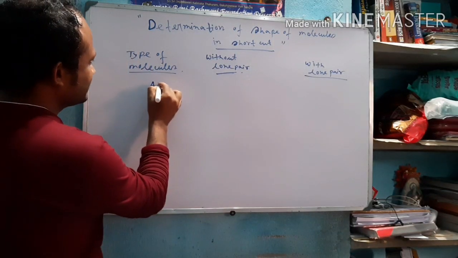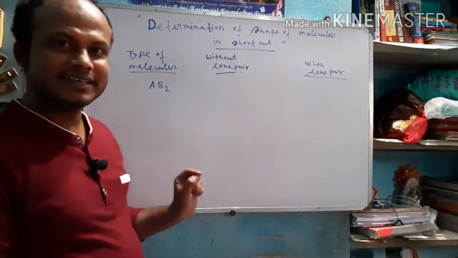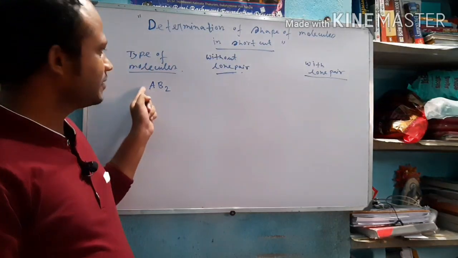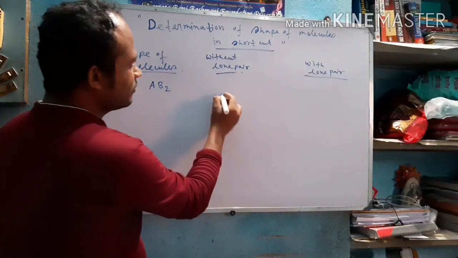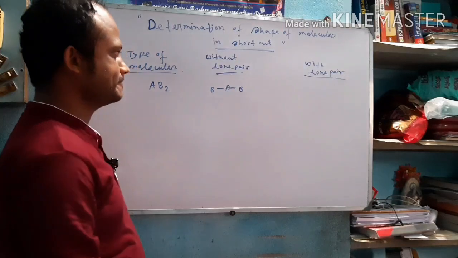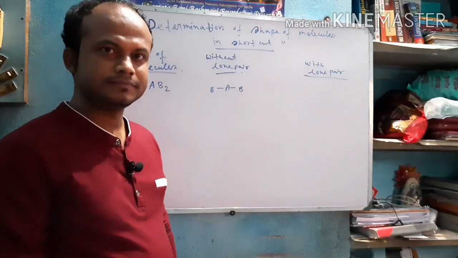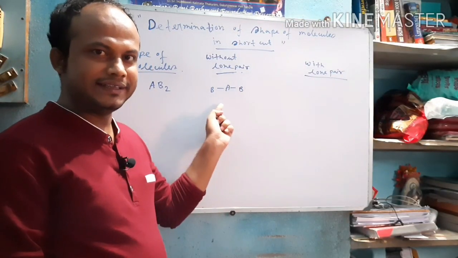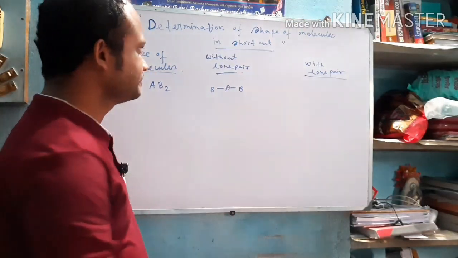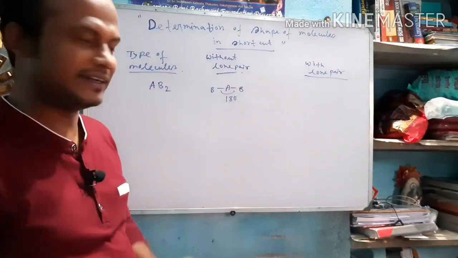First type is AB2. AB2 means A is the central atom and B are the two terminal atoms. Two B atoms surround A. Without a lone pair, what will be the shape? That is this. Because two sigma bonds repel each other and they stay linear, in which the repulsion is minimum, and the bond angle is 180 degrees and the structure is linear.